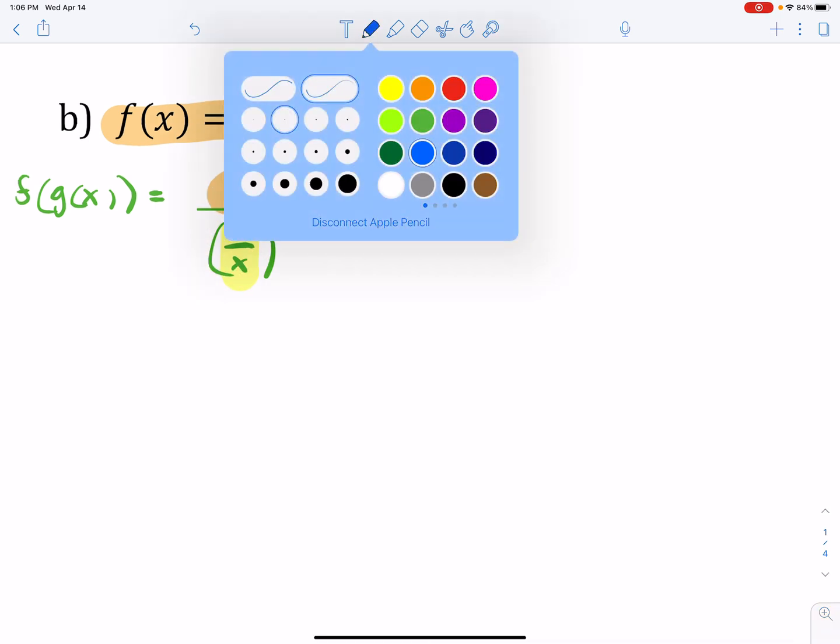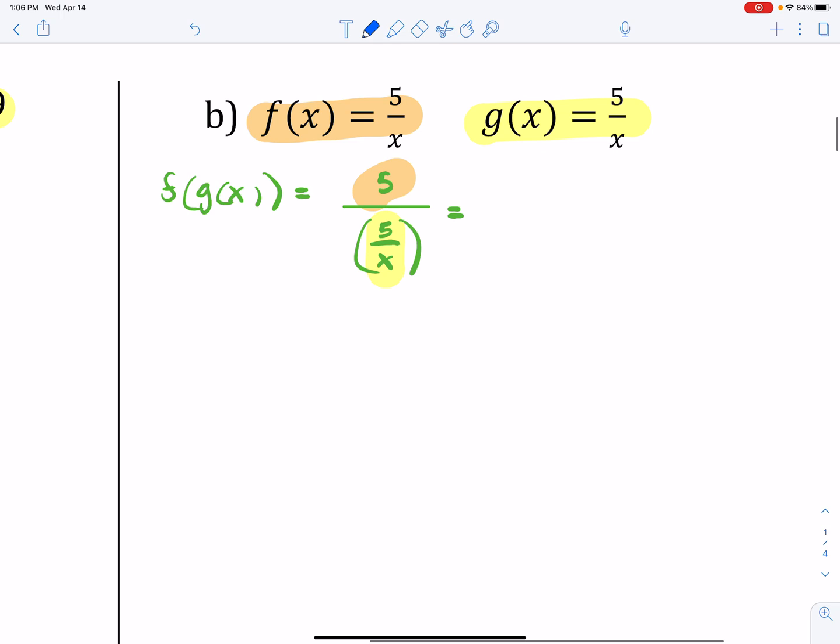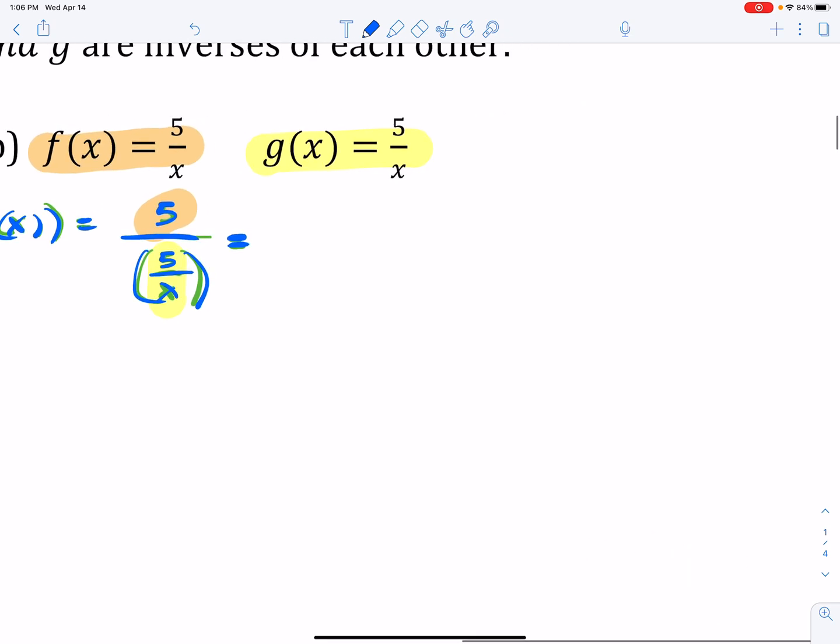And actually, this should all be in blue. I think that would be helpful. So let me just rewrite this for a moment here. Okay. Equals. Let's rewrite this so it makes a little bit more sense for us. This is really saying 5 over 1 divided by 5 over x. Okay? Meaning the exact same thing, we just rewrote it.